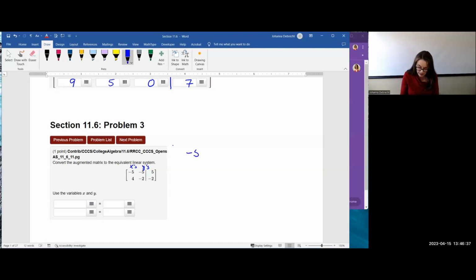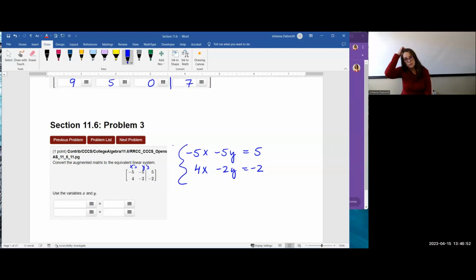So this becomes -5x minus 5y equals 5, and 4x minus 2y equals -2. And this is my system, which we usually write with the curved bracket out to the side. When you do that, it means find something that's on both at the same time.